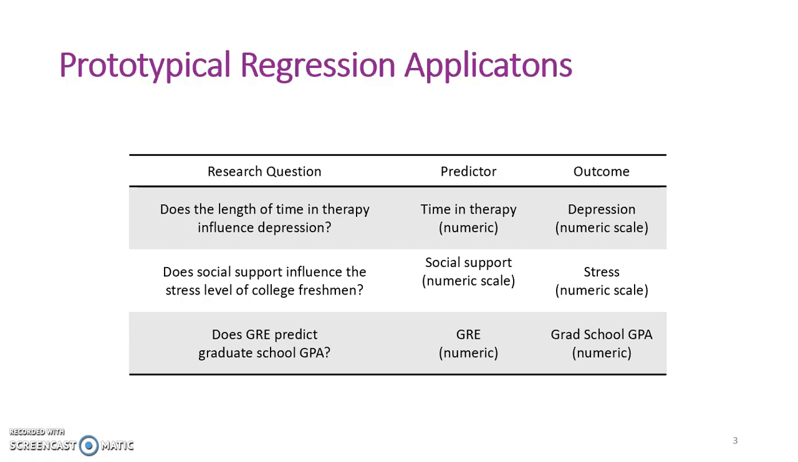Another question we could ask would be if social support influences stress levels in college freshmen. Again, here we have a continuous predictor, which would be some social support scale, and some continuous outcome measure of stress. A third question we could ask would be, does GRE predict graduate school GPA? We know that GRE is a continuous and numeric variable, and we know that grad school GPA is also a continuous numeric variable.